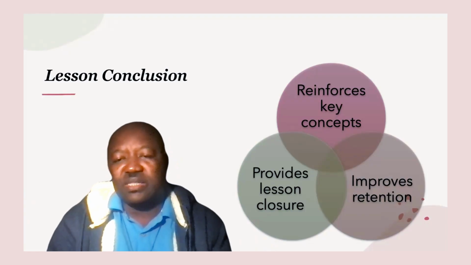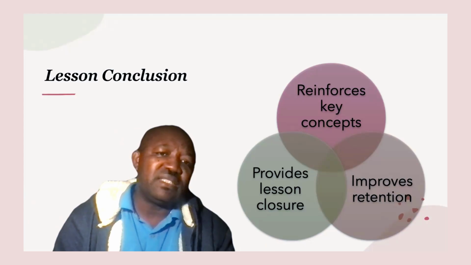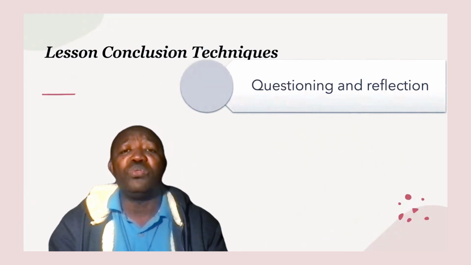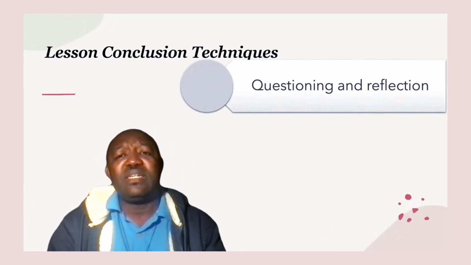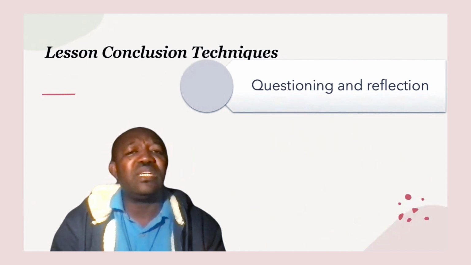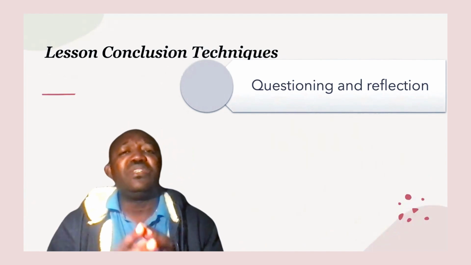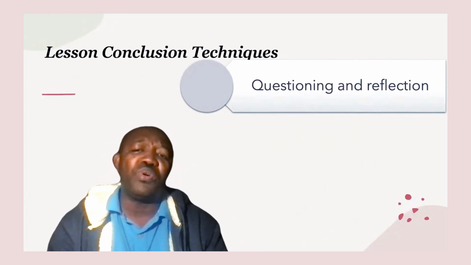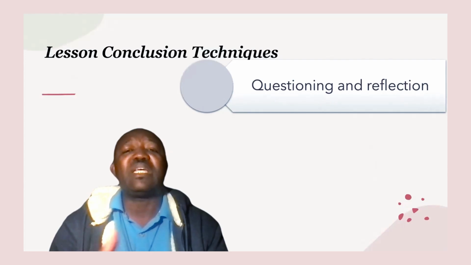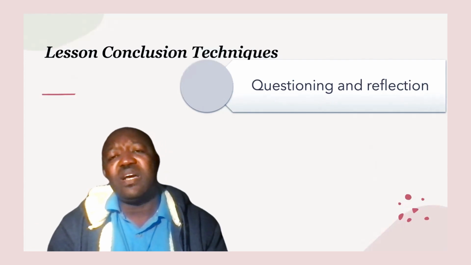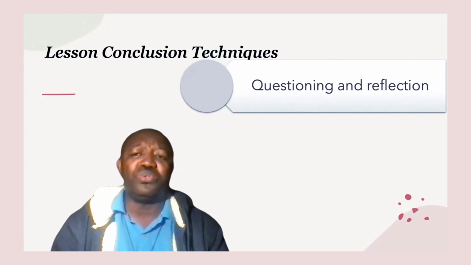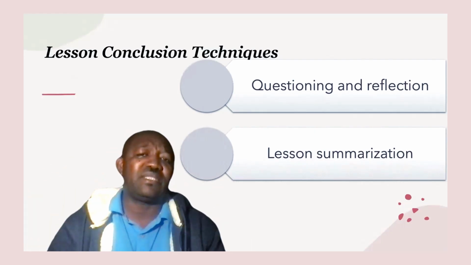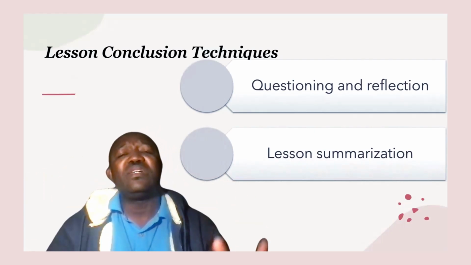Those are some of the things that lesson conclusion does. But let's see what are some of the ways we can complete our lessons. One is by questioning and reflection. Maybe we can ask students to answer some questions. This is where you would want to assess them and see how far they have understood what you taught them. Then you would like to summarize what was done.